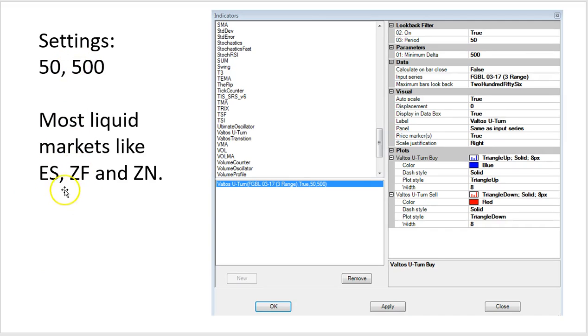Now for thicker markets, E-minis, 5 years, 10 years, again the period 50 and the delta 500, because in these markets you can trade 2,000 or 3,000, 4,000 contracts in a bar. If you set it at 25, it's kind of inconsequential. It's not going to have any result that makes sense. You'll just get a lot of signals, and its effectiveness is kind of useless.